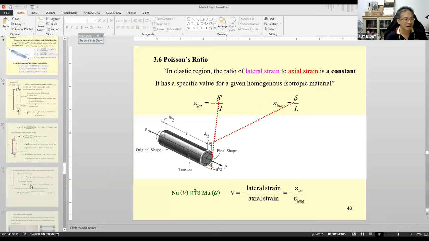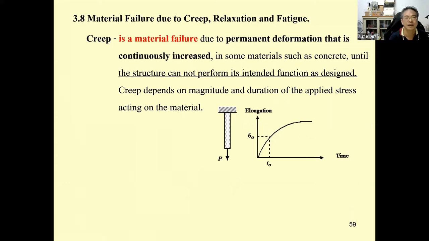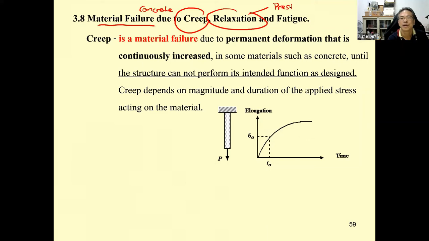Okay, let me go back to our lecture, the last part of our lecture. In our last portion, let us have some discussion on material failure. There are two things. One is creep, and creep occurs in materials such as concrete. There is also relaxation that occurs in high strength steel, prestress wire, that's used to prestress the concrete. And fatigue may be due to the wing of the airplane.